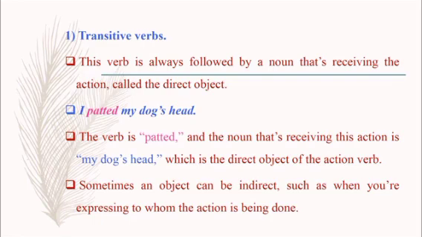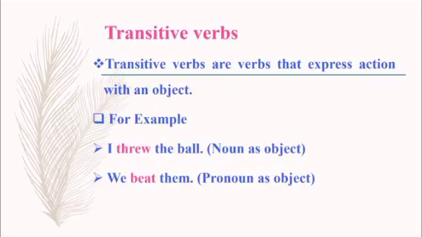Here, the verb is patted and the noun that's receiving this action is my dog's head, which is the direct object of the action verb. Sometimes an object can be indirect, such as when you are expressing to whom the action is being done. So, transitive verbs are verbs that express action with an object.